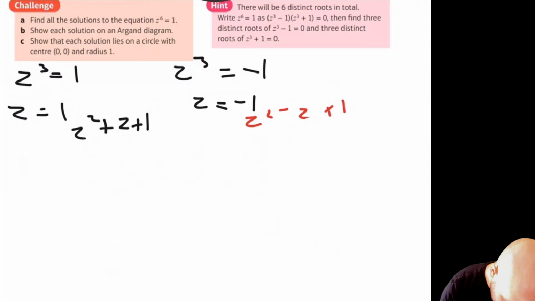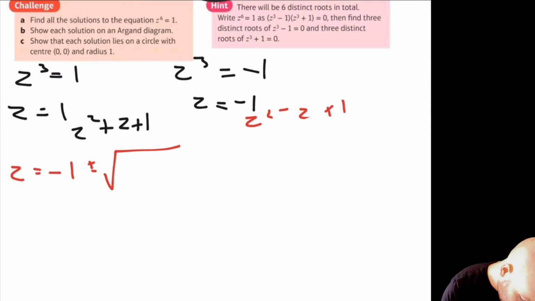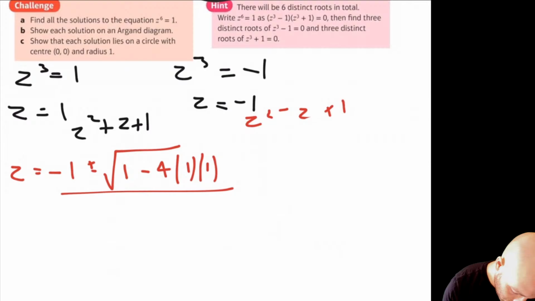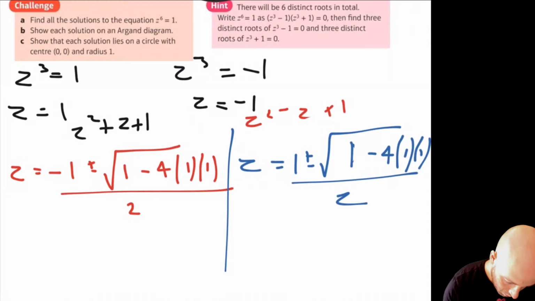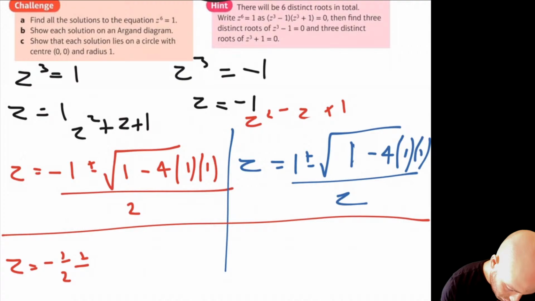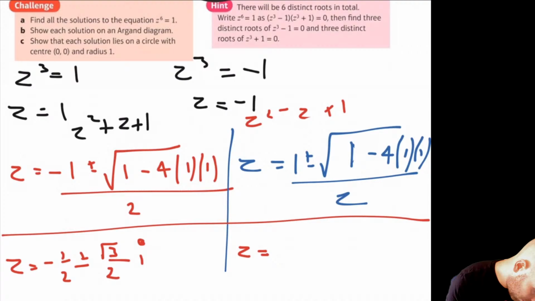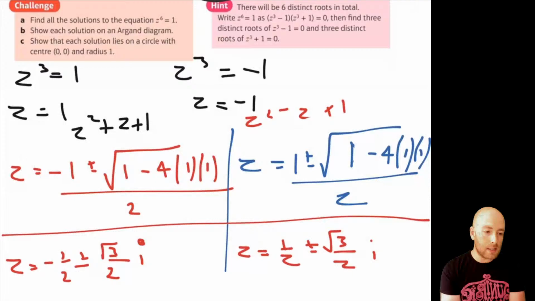z is minus 1 plus or minus the square root of 1 minus 4 times 1 times 1, over 2. And similarly, z is 1 plus or minus the square root of minus 1. Sorry, that's going to be 1 even. So I've solved both of those, z is going to be minus a half, plus or minus, what's that going to give us? Root minus 3 over 2, which is going to be root 3 over 2i, and over here z is a half, plus minus root 3 over 2i. So yeah, a lot faster, but you get the same sets of solutions.